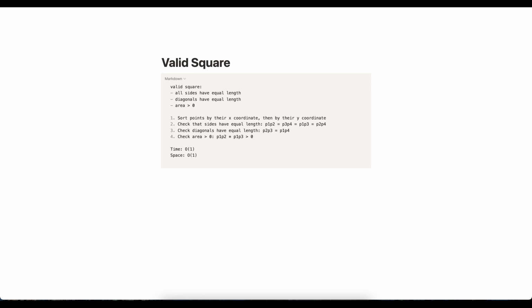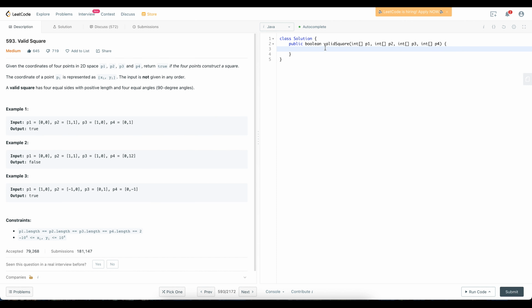Let's implement this in Java. We're given the points as integer arrays. So let's create a 2D array called points that holds all 4 of the points. This is so that we can sort it later on. Points 0 would equal P1, points 1 equals P2, points 2 is equal to P3, points 3 is equal to P4. Then we're going to do Arrays.sort on the points. I'm going to pass in a lambda function here. It's going to be the comparator.